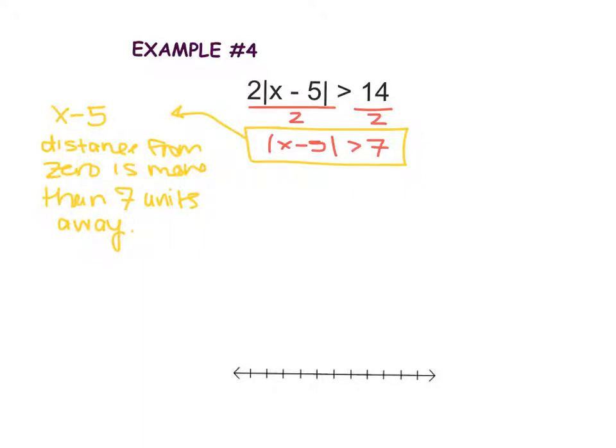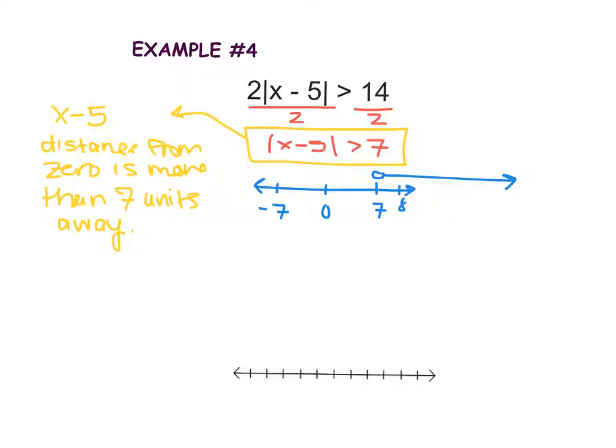So I can draw a little sketch of what this is actually saying, and I can draw it right here if I want to. So I have 0, I have 7, and I have negative 7. And this is just my thinking sketch to help me think it through. And I know that if I'm in the positive section, the positive numbers that are more than 7 units away from 0 are numbers like 8, 9, 10, 11, etc.